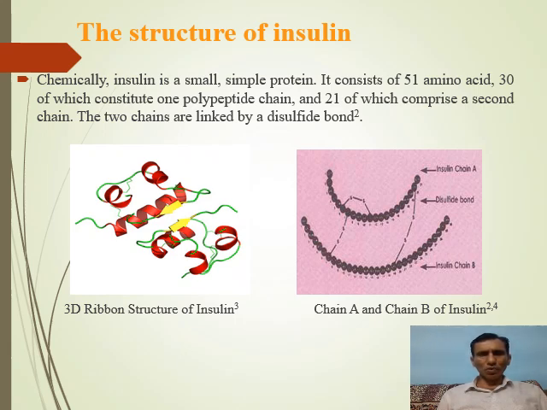Chemically, insulin is a small, simple protein consisting of 51 amino acids, 30 of which constitute one polypeptide chain and 21 of which comprise the second chain. Both chains are linked by a disulfide bond. You can see the 3D structure of insulin, with chain A and chain B linked by disulfide bonds.